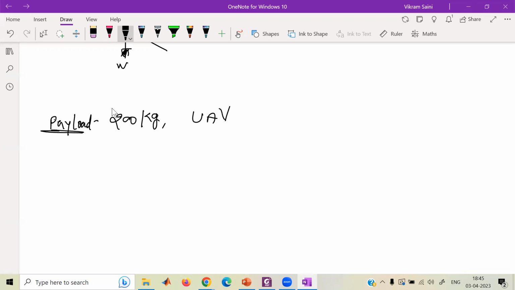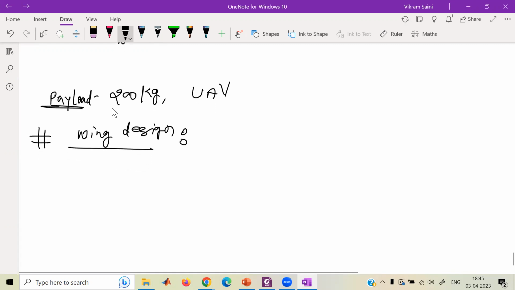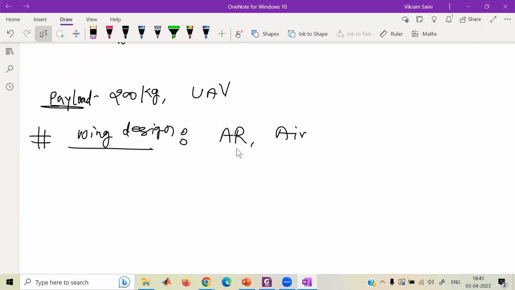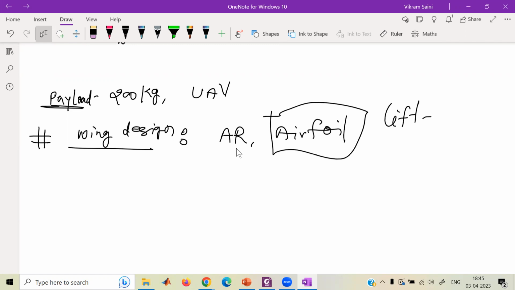Now you are asked to design the wings for this aircraft. In wing design, what do you do? What are the most important things you begin with? Aspect ratio. Yeah, that comes. How about airfoils first? Thickness, sir. Because all other calculations are based on how much lift curve slope you have, and that is determined by the airfoil selection.